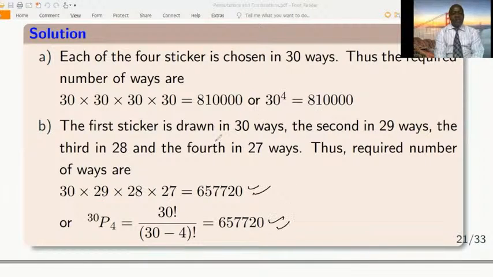The first reasoning is where you're going to draw, and this box has 30 stickers. You pick 1 and place it aside. So there were 30 ways of selecting 1. Now, when you go back to the container, that container has 29. So to pick 1, you have 29 ways of picking 1. And so that is my reasoning.